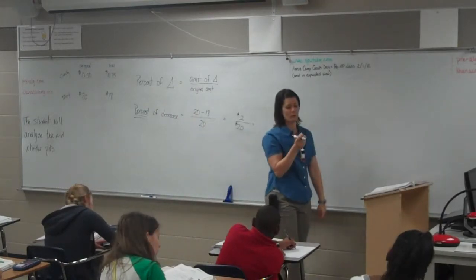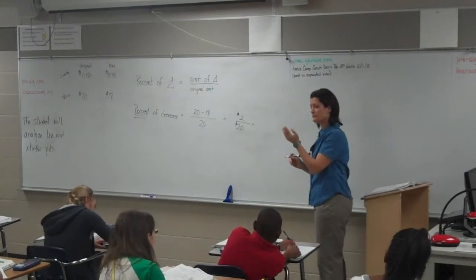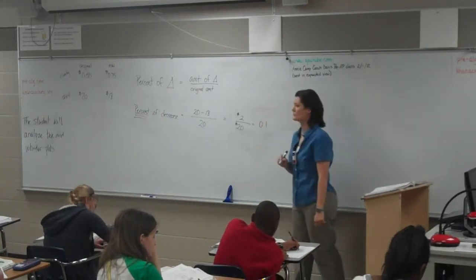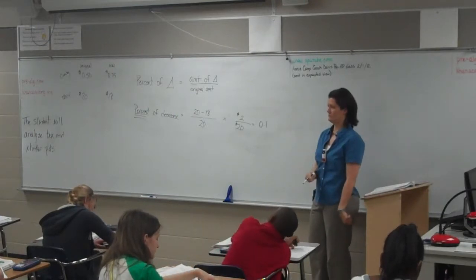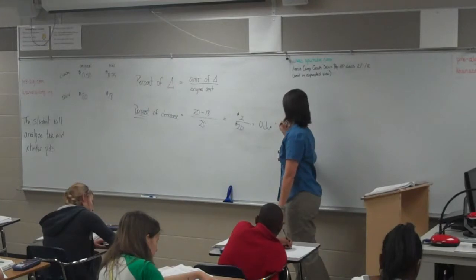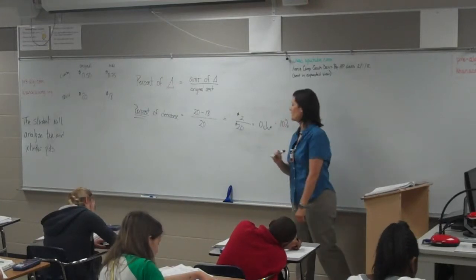Alright, so what is $2 divided by $20? 0.1. Is that my answer? No. You move the decimal 2 places to the right and you get a percent. What do you get? 10%. Okay, now are you finished?